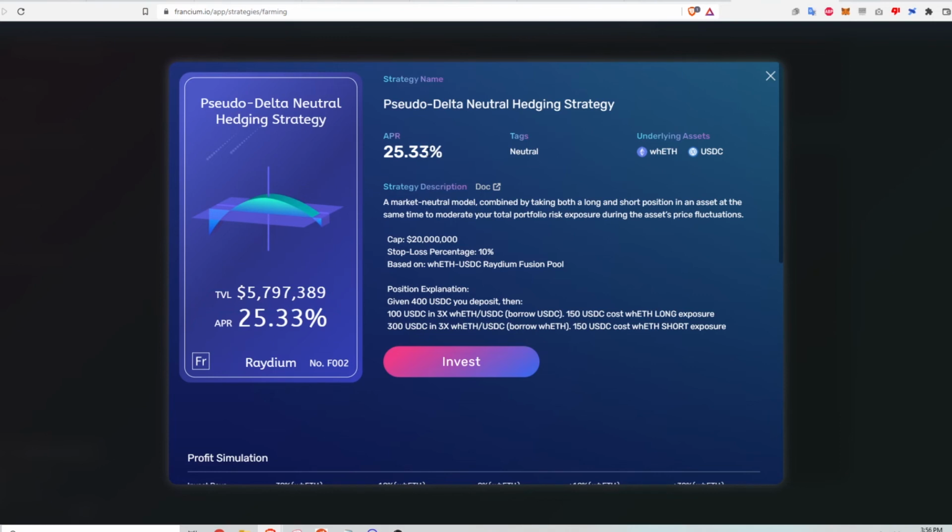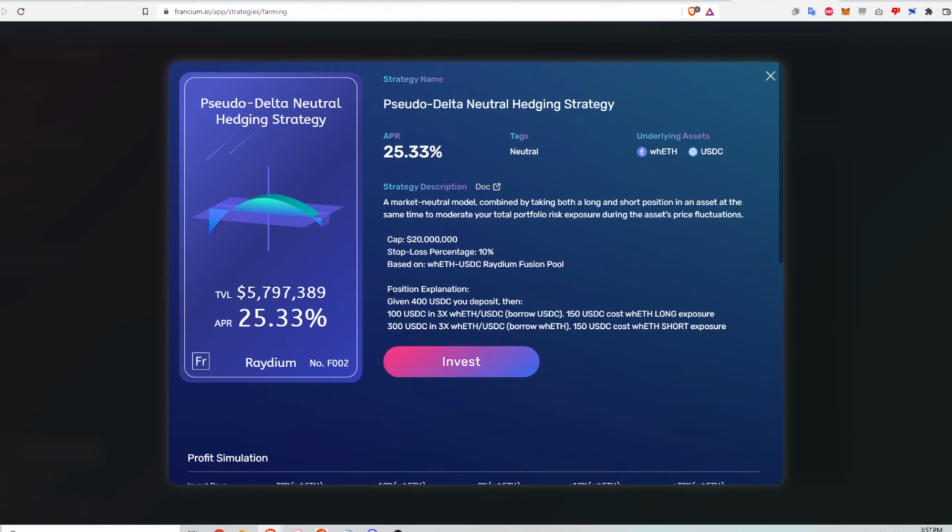So the APR is 25.33%. That is the return from providing liquidity to the liquidity pools. Here are the underlying assets. And here's a description of the strategy, which is a market neutral model combined by taking both a long and a short position in the asset at the same time.